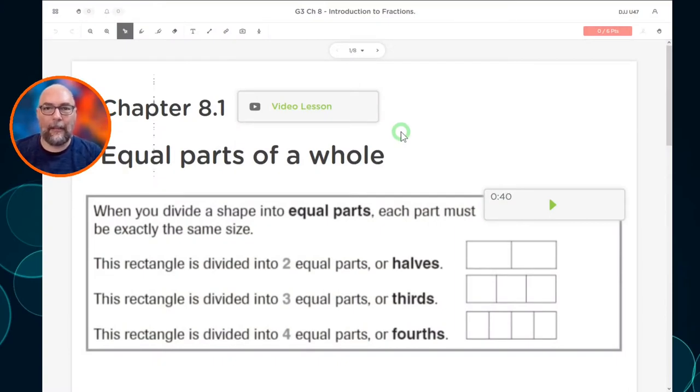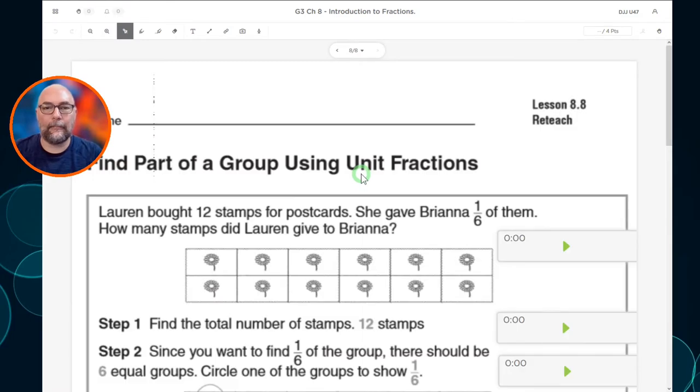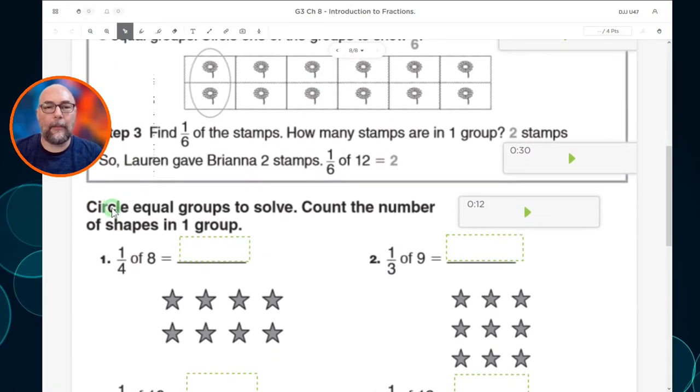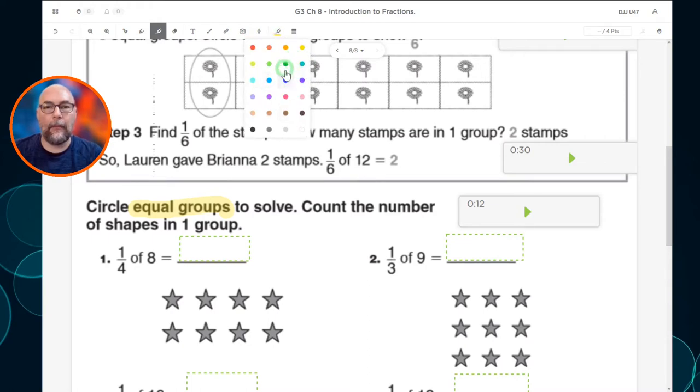Today, the worksheet starts on page 8. So we'll drop down the menu and jump to page 8. All right, here we go. The problem says circle equal groups to solve. Count the number of shapes in one group. Now, let me bring up my highlighter here to help me understand what this question is asking me. It says circle equal groups. So that's what I need to circle, equal groups. And the next thing it wants me to do is, I think I'm gonna go for green today. Count the number of shapes in one group.